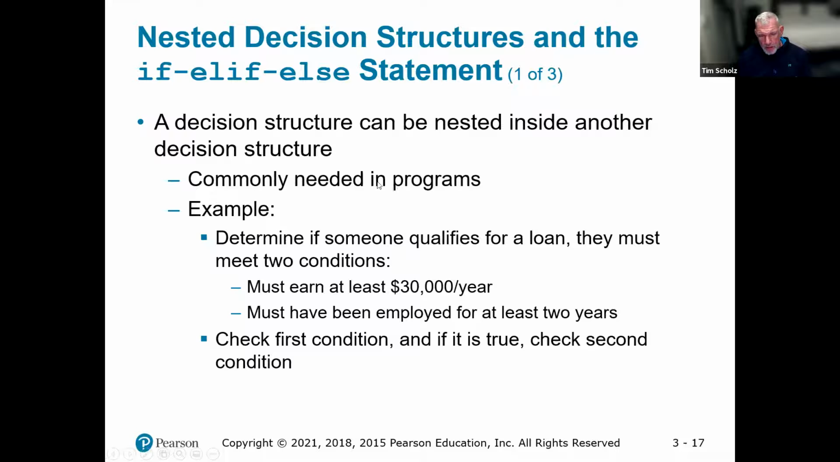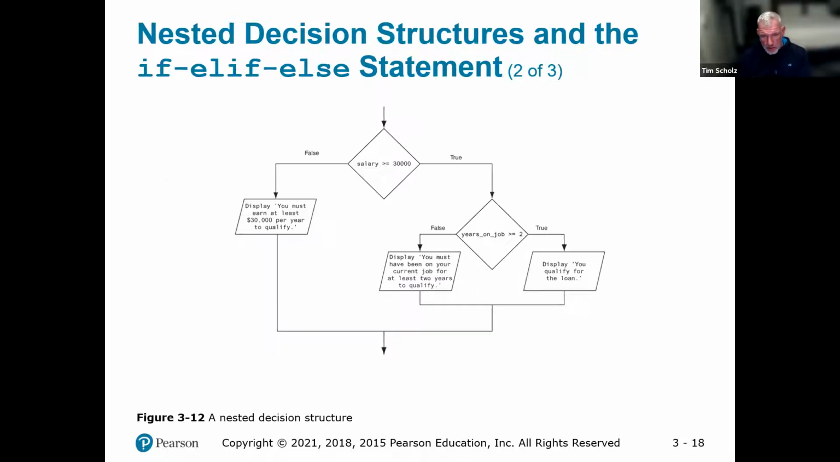Or no, sorry, not nested. I don't know why it's talking about nested in here with using the if elif, but basically what's going on in here is it's talking about if someone qualifies for a loan, they have to meet two conditions. So you would be doing an if statement to see if they made at least 30,000 a year. And within that, you would do a second if statement that says if they've been employed for at least 2 years. So you'd be checking for the first condition, and then if that's true, check for the second condition.